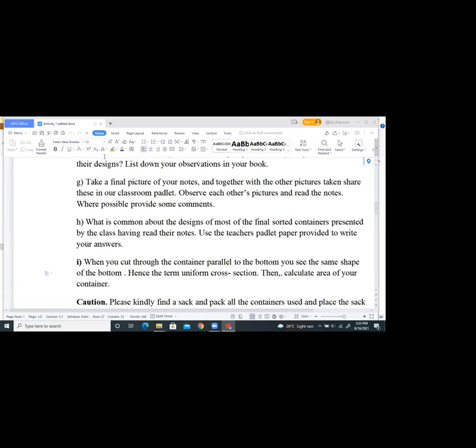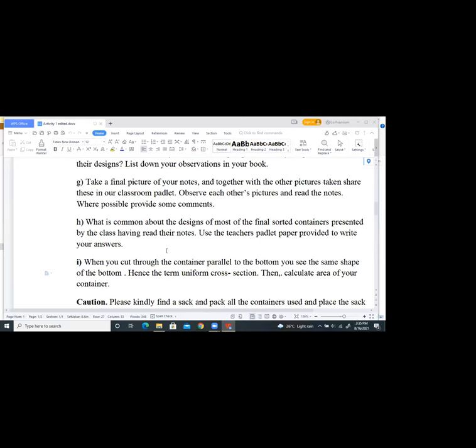I think you did measurements in senior one. We looked at how we get the area of the circle. We looked at how we get the area of the rectangle. We looked at how we get the area of the cylinder. Okay, and any other shape, it can be a circular shape.